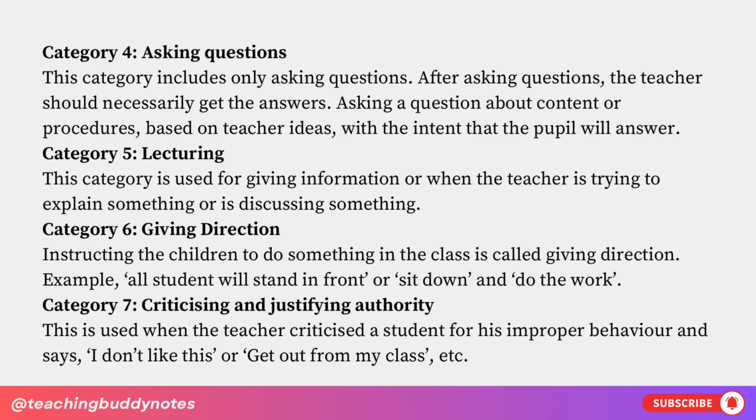Category 6. Giving direction. Instructing the children to do something in the class is called giving direction. Example, all students will stand in front, or sit down, and do the work. Category 7. Criticizing and justifying authority. This is used when the teacher criticizes a student for his improper behavior and says, I don't like this or, get out from my class, etc.